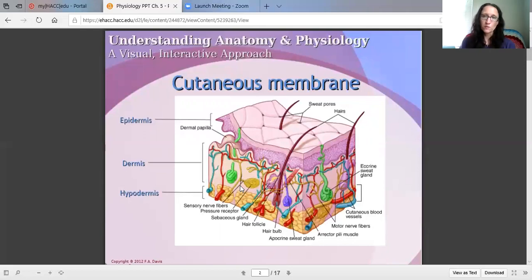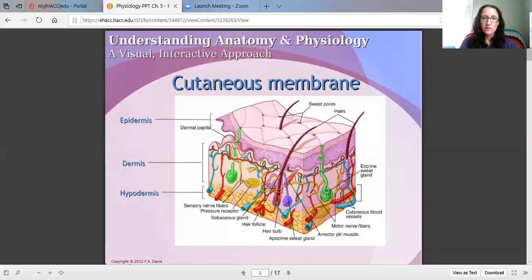So the cutaneous membrane is divided up into three major sections. You have the epidermis on the top, and the epidermis is the layer of tissue that does not have a blood supply. You can see all the blood vessels are deep to the epidermis, which means that oxygen and nutrients have to be diffused into the epidermal layer.